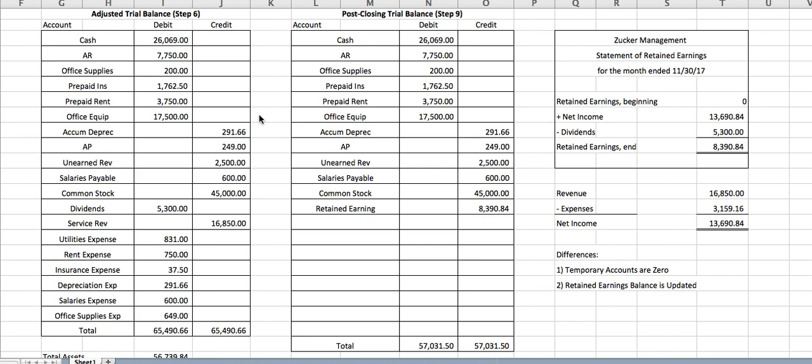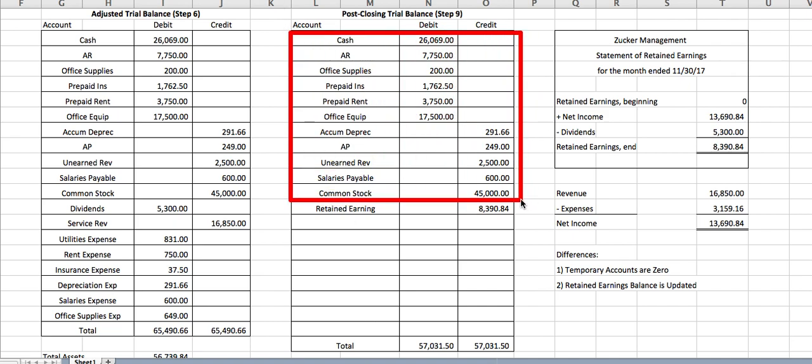The reason being, the adjusted trial balance is the amount that we had as of November 30th at 11:59 p.m. And the post-closing trial balance represents the balance that we had as of December 1st at 12 o'clock a.m. That split second from when one month ends to the other month begins. And like I said, if we had cash at the very end of November of $26,069, I should hope that at the beginning of December, we would have that same amount.